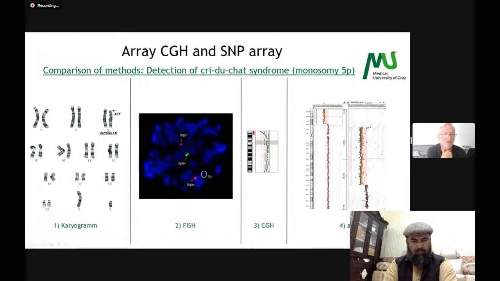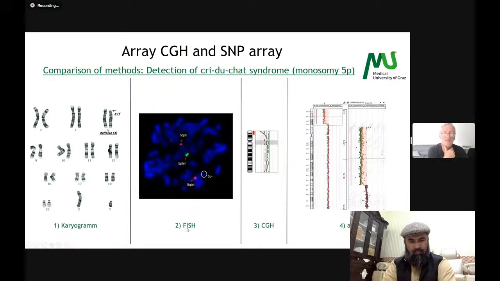So in cytogenetics, you see here the missing part. For this very large deletion, this method is still usable. The second method which could be used for this purpose, for example, would be FISH analysis.